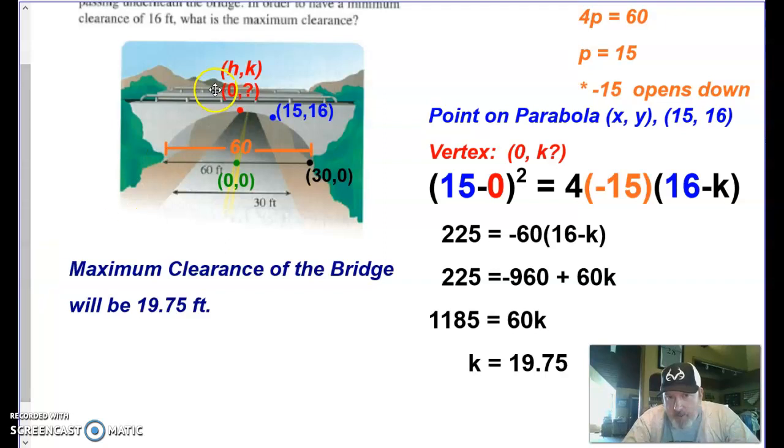So again, how did I do that? 4p equal to 60. That gave me my p value. I have a point on the parabola, and that allows me to solve for my unknown k.